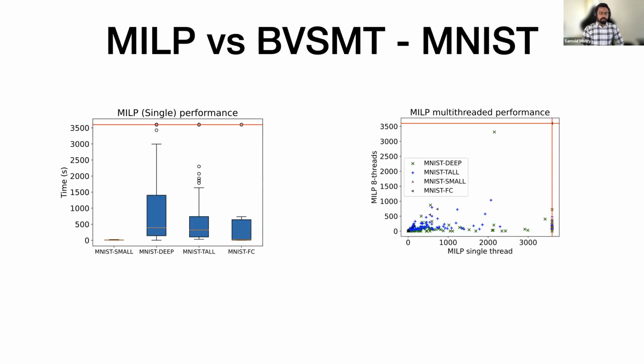For MNIST, we have 4 networks that we tested with and a total of 315 instances. For single-threaded MILP, we passed 290 instances out of 315 within the time limit. And for multi-threaded MILP, we passed all the instances within the time limit. In comparison, BBSMT timed out on all the instances in the case of MNIST.